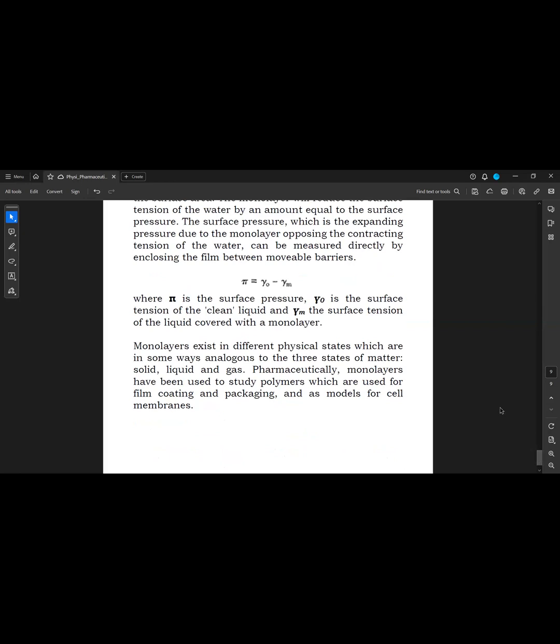Monolayers exist in different physical states, which are in some way analogous to the three states of matter: solid, liquid, and gas. Pharmaceutically, monolayers have been used to study polymers, which are used for film coating and packages, and as models for cell membranes. For film coating, you have your tablet, which has powders that are compacted, and then you pour liquid that will form the coat.